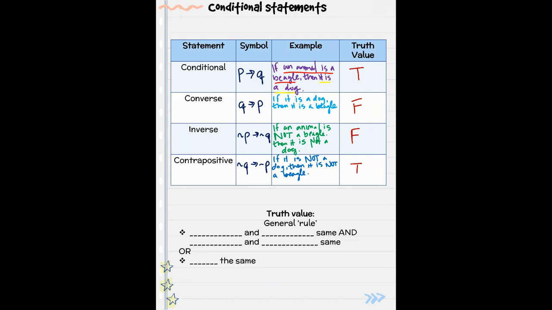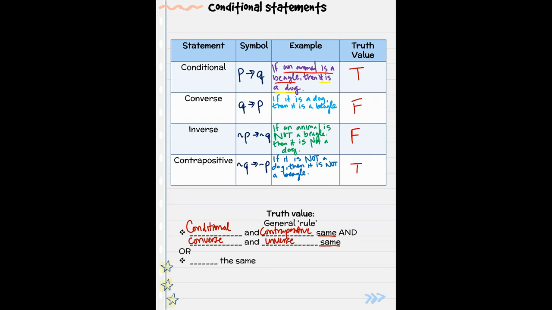So here's our general rule on our truth values. The conditional and the contrapositive are the same. And the converse and the inverse are the same. So is that true in our table? The conditional and contrapositive were both true. The converse and inverse were both false.